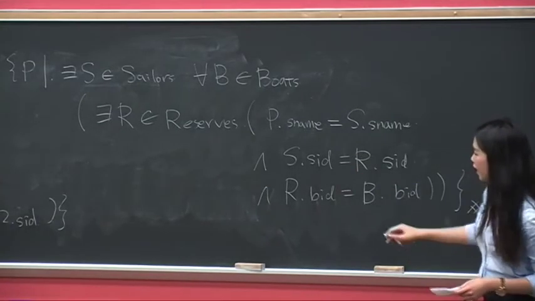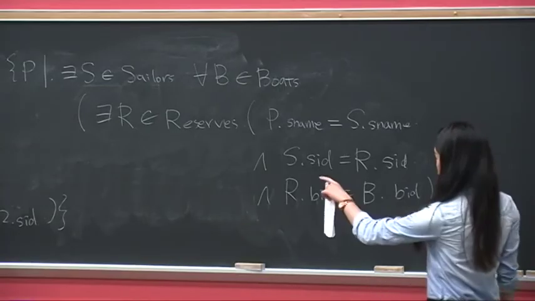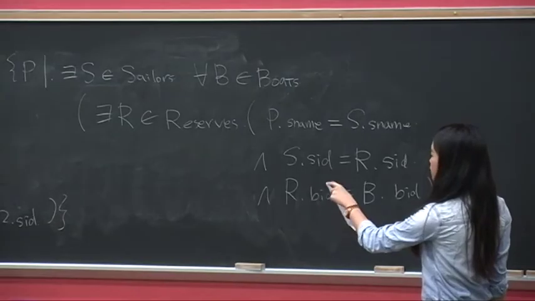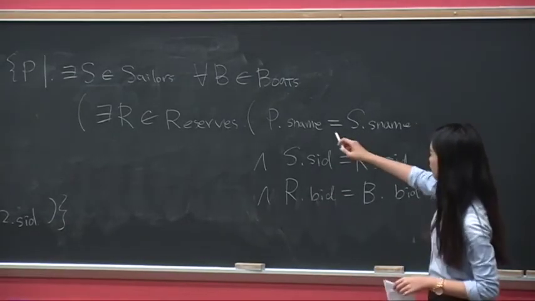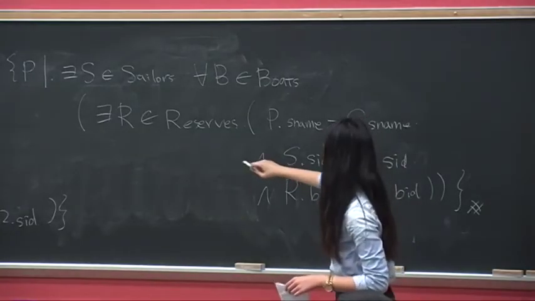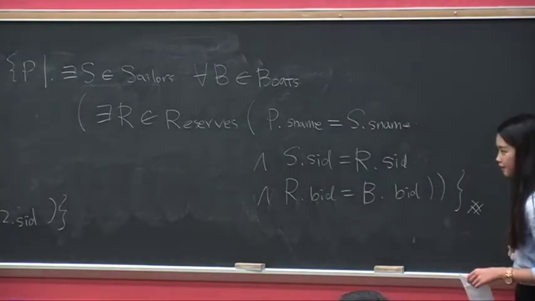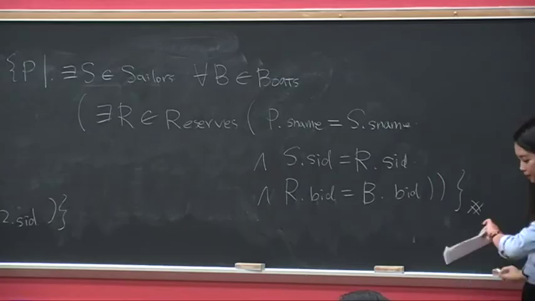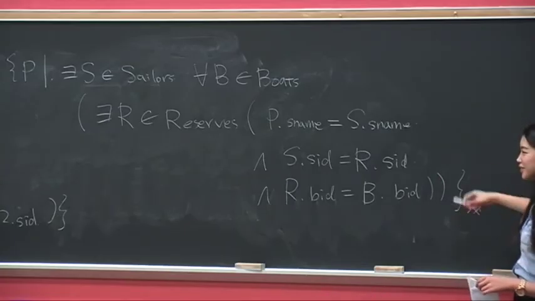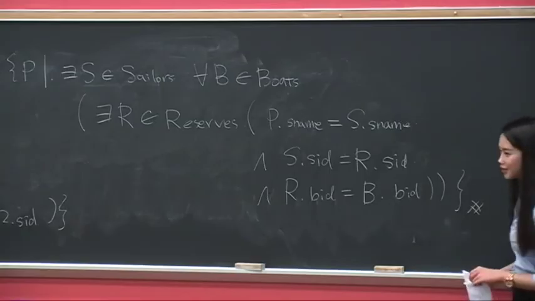So if you read through that, we're just basically saying, for tuples P, it satisfies the criteria where there exists S from sailors, and for every B from boats, there is a reservation that satisfies these. Okay. Sort of tricky, but don't worry. I won't put too much emphasis on this. Okay.